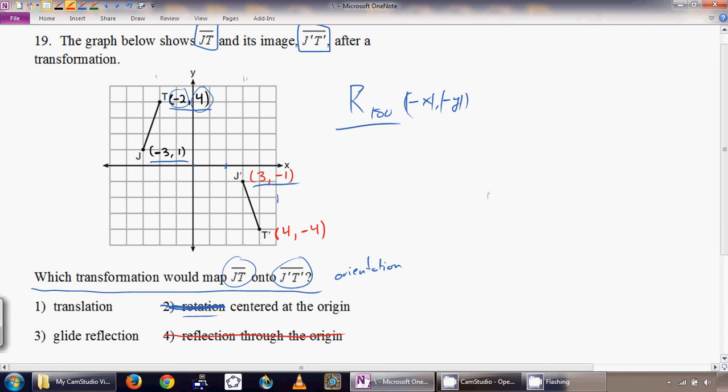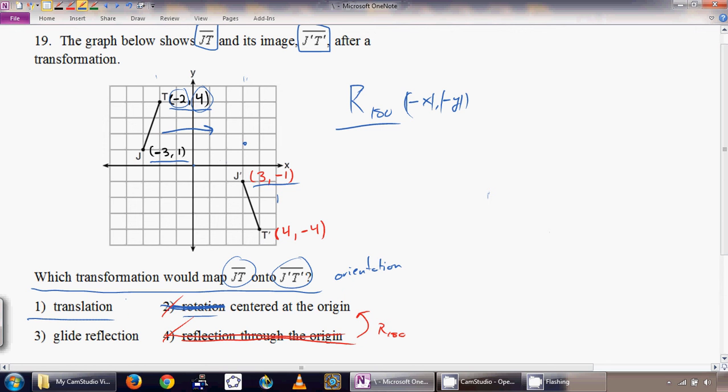That reflection through the origin is the same as rotating. When you hear reflection through the origin, it's called a point reflection. It's the same as rotating 180. So since I ruled out this, I can rule out that. This isn't a translation because it's not facing the same direction. If it were a translation, it would still be tilted up the same way. So it can't be a translation.